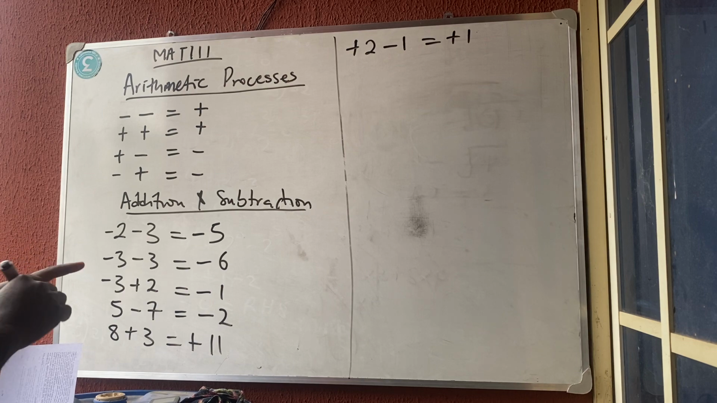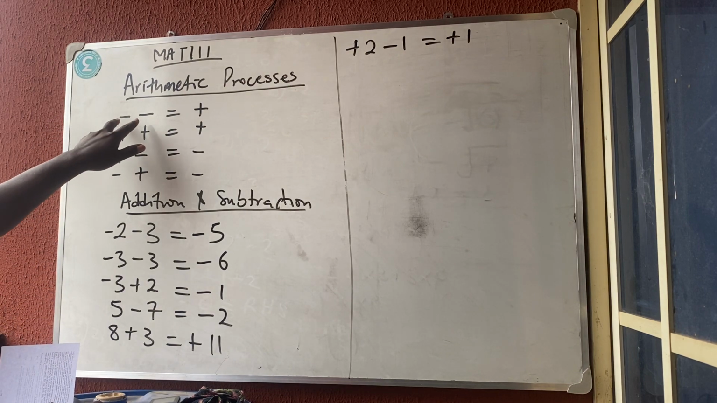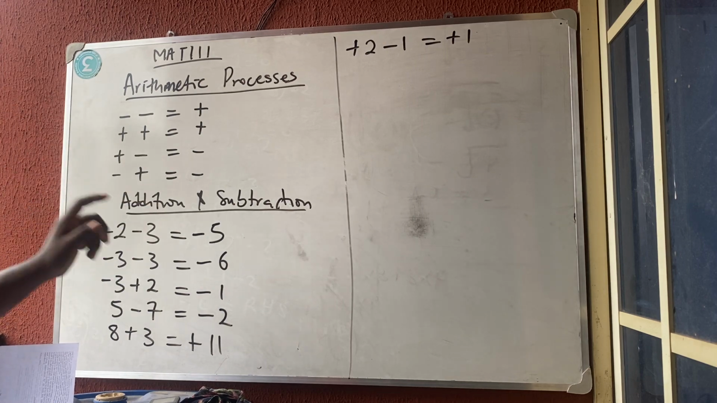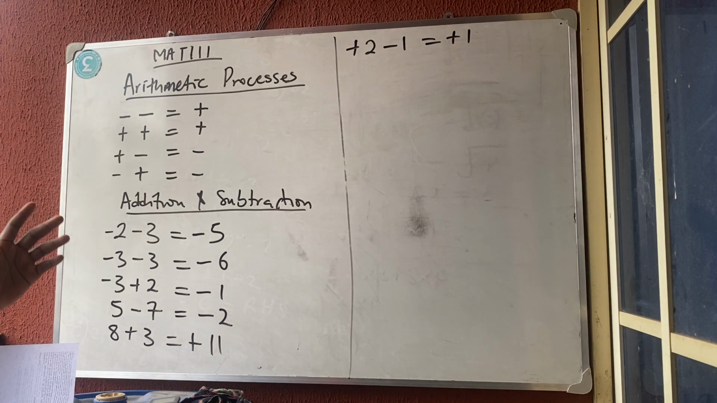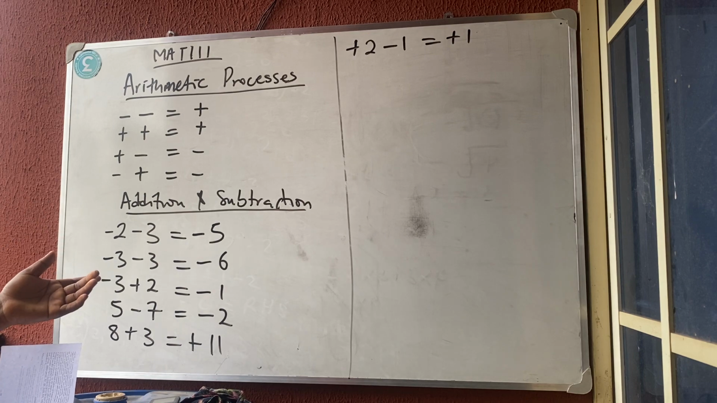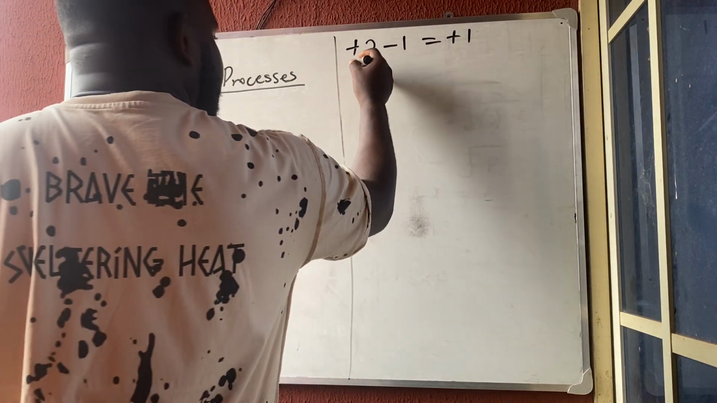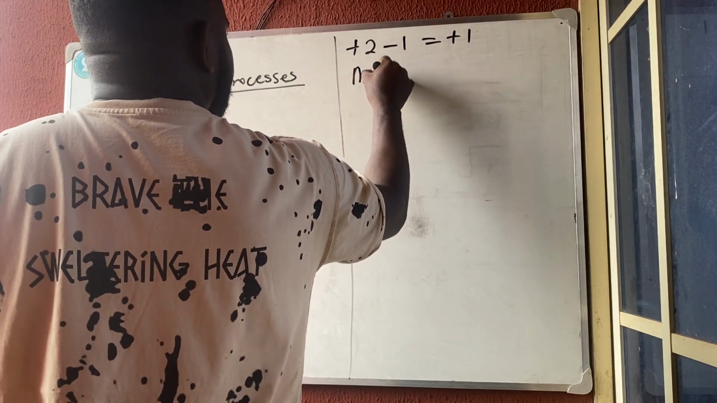Addition and subtraction. So for addition and subtraction, if the signs are the same thing, that is the operation you are going to do, and not what the answer will carry. The answer will only carry the sign of the bigger one, as simple as that. But the operation I'm going to do is, I will check if they are the same.